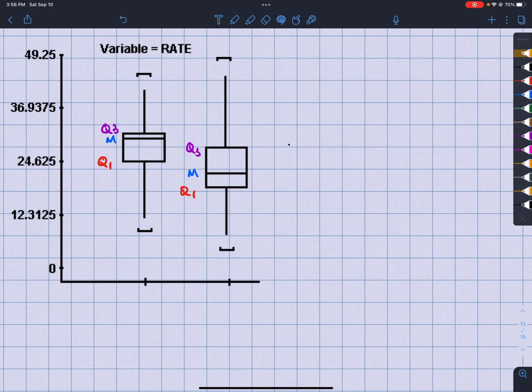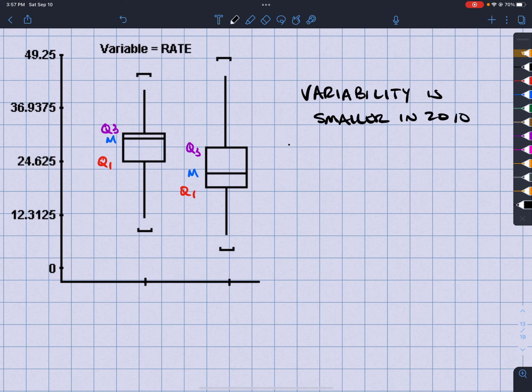So in this case, it's going to tell me that the variation, or variability, actually, let me use the other one, is smaller in 2010, because this was 2010, versus 2012.